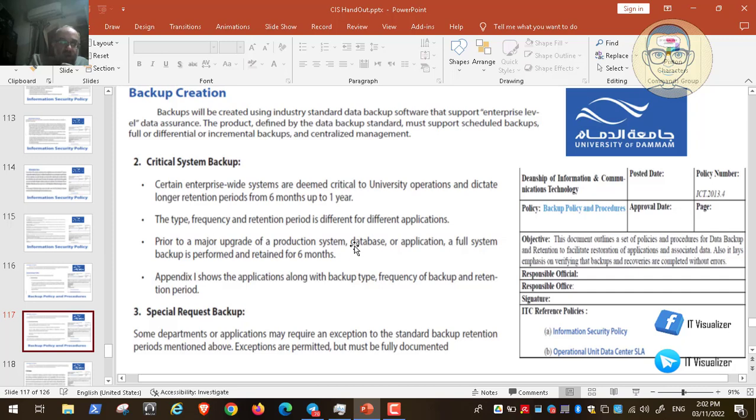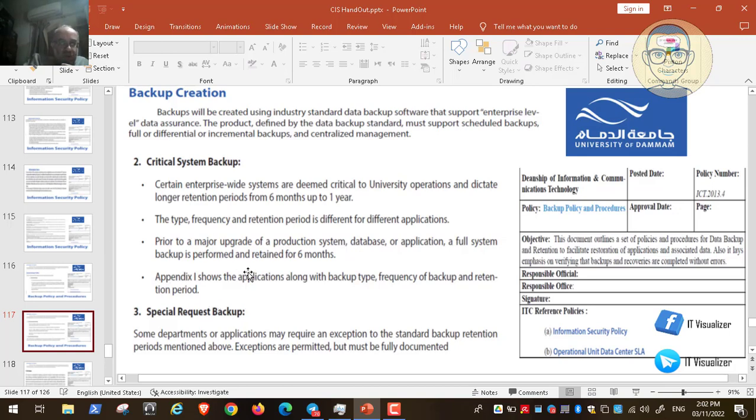So maybe you are using a system that doesn't store confidential or high confidential data, but it is a critical system that is used widely within your organization. For example, the camera or the NVR system, maybe its data is not as critical as the financial data, but it is a very important system. So if you are trying to upgrade it, then you should take a backup from the NVR system and retain this backup for 6 months.